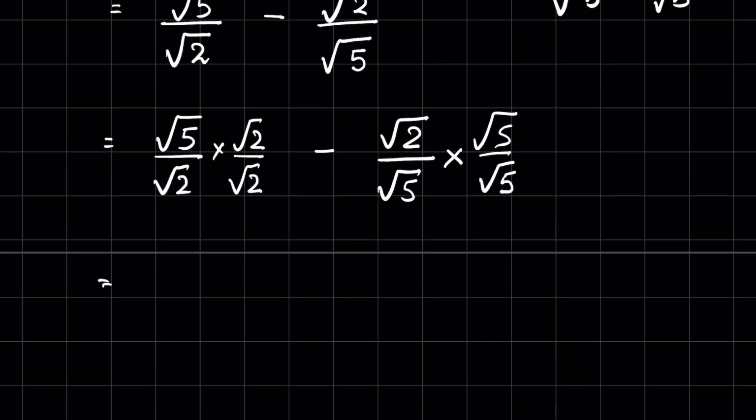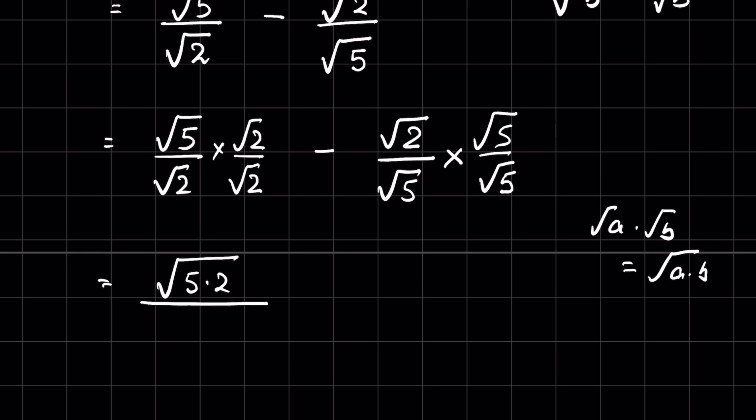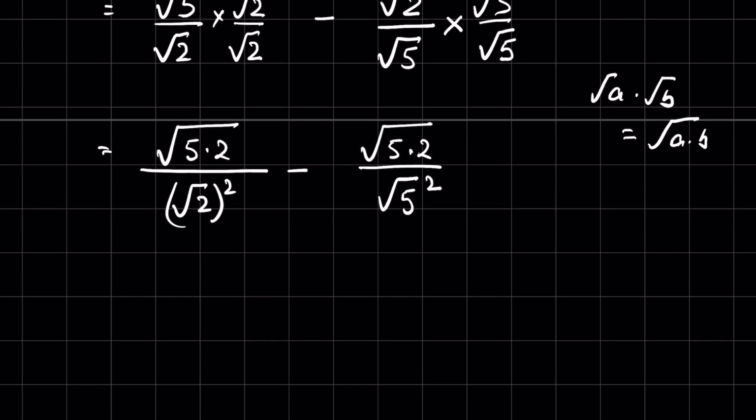This will be square root of 10. Square root of a times square root of b, we can write it as a times b under square root. So it will be 5 times 2 under square root upon square root of 2 square minus 5 times 2 under square root upon square root of 5 square. Now we can remove the square root with this square, so it will be square root of 10 upon 2 minus square root of 10 upon 5.